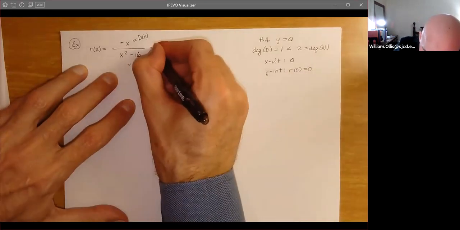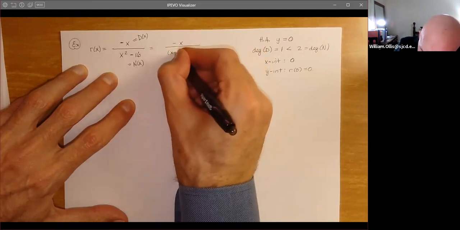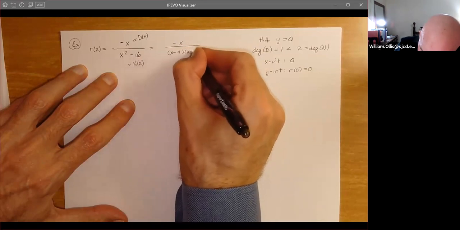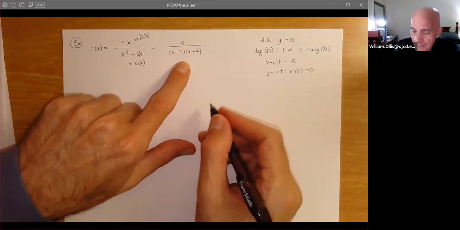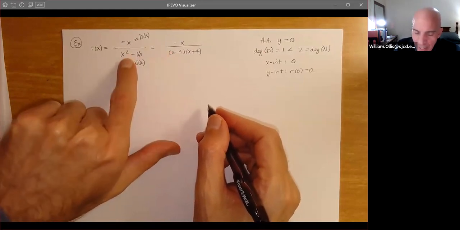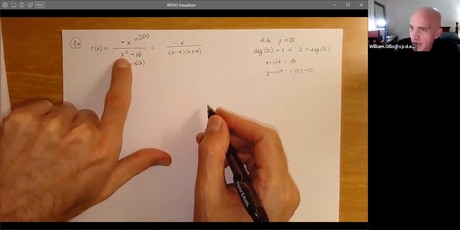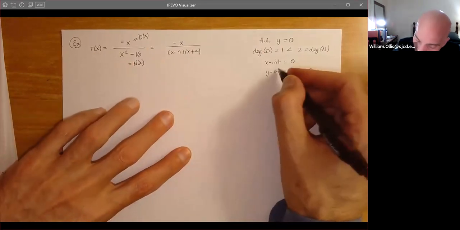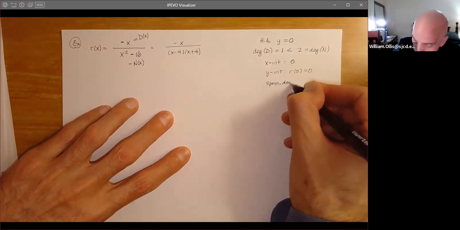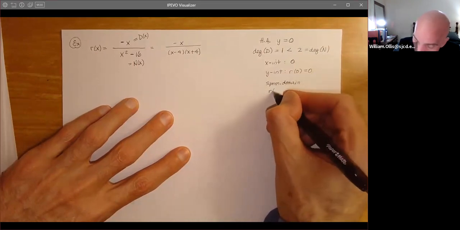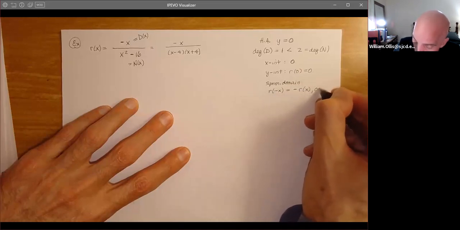And so now we can go ahead and factor. We have the negative of x, and then we have x minus 4 times x plus 4. But now when you look at this, we see we've got a nice symmetric domain. And of course here, if you replace x with its additive inverse, you get the negative of this function. So now we can say symmetric domain, and we have r of the additive inverse of x is actually the negative of r of x. So this is an odd function.